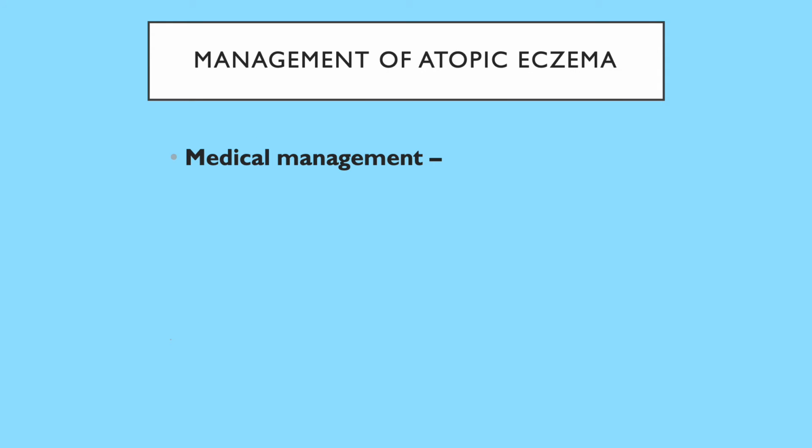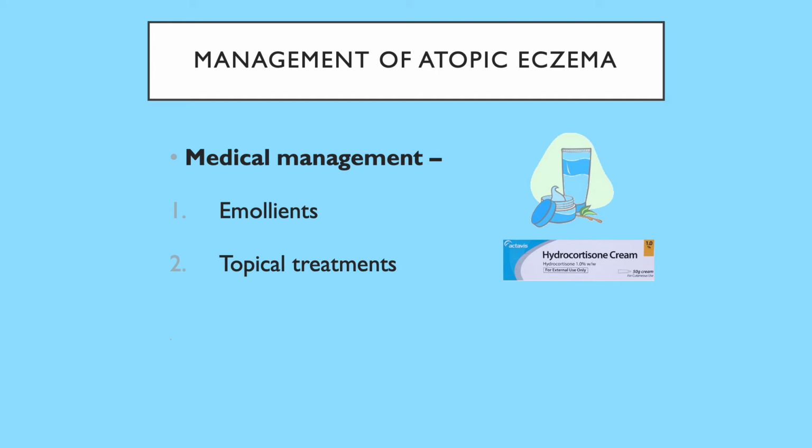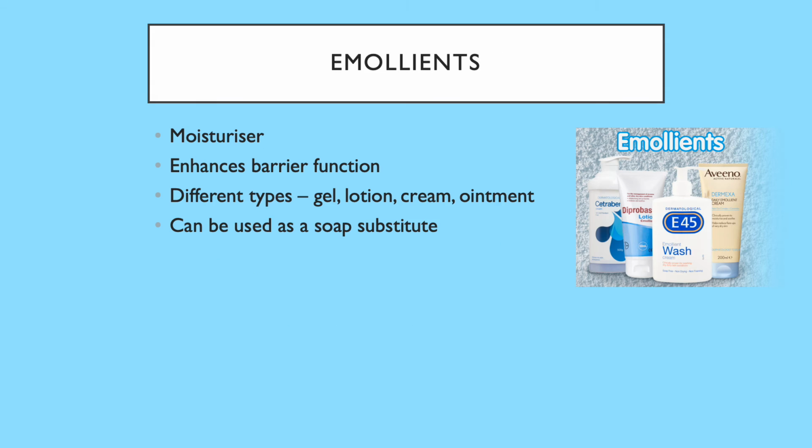Medical management of eczema can be subdivided into 3 categories: emollients, topical treatments, and systemic treatments. We will look at each of these in turn. Emollients are moisturisers and are essential in the management of eczema because they enhance the barrier function of the skin. They come in different forms: gels, lotions, creams and ointments, which all have different compositions.